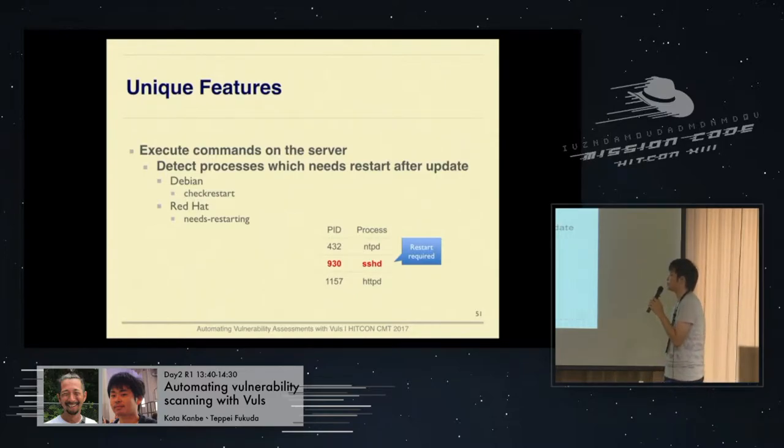For Debian, you can use the checkrestart command. For Red Hat, you can use the needs-restarting command. These are very useful commands. In the following table, sshd requires a restart of the process. And Vuls lets you know that.